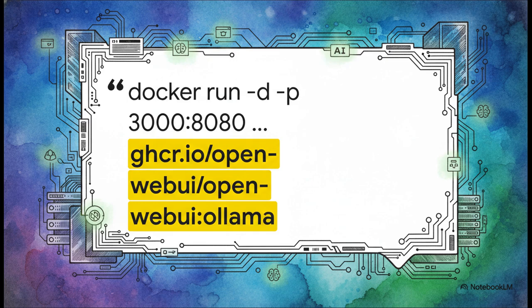And there it is, the magic command. This one line of text tells Docker to go out and grab a special all-in-one package that has both OpenWebUI and Ollama bundled together. It automatically takes care of all the setup, the networking, saving your data, everything. It's the absolute best way to get started in just a few seconds.